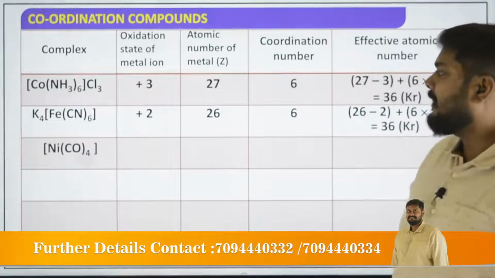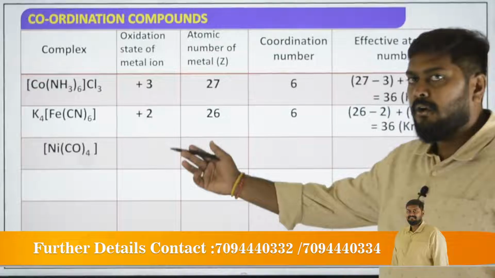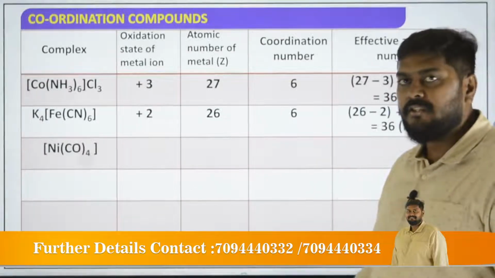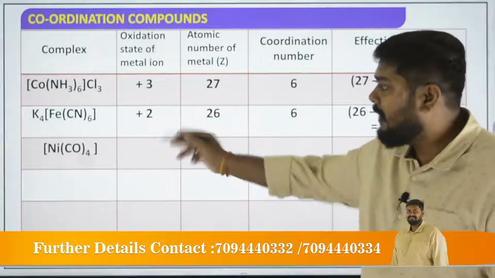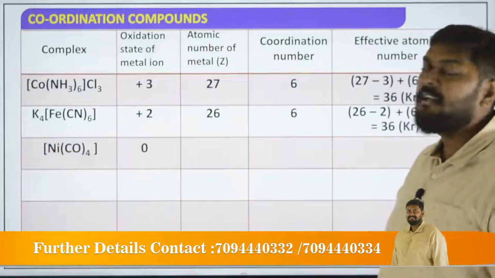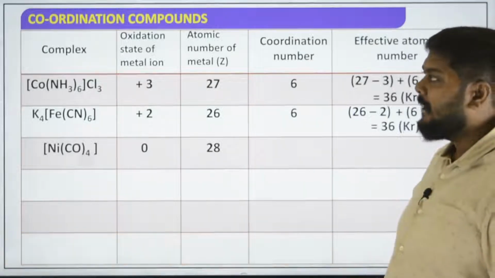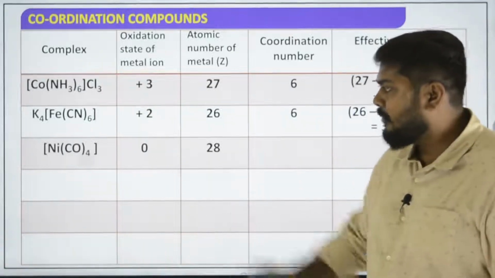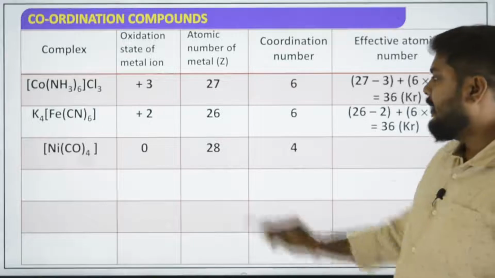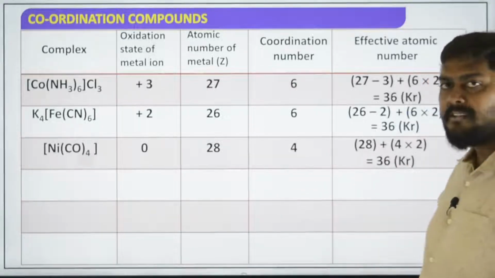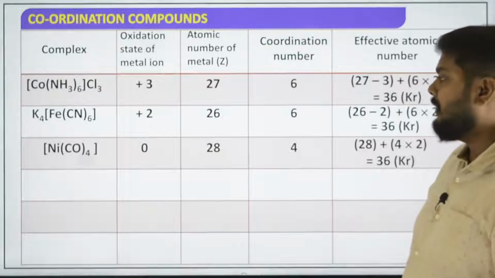Right? And the third one, NiCO4. As you all know, CO, carbonyl, is a neutral ligand. So X minus 0, which is equal to 0. The oxidation state of your central metal atom nickel will be 0. Atomic number of nickel is 28. So 28 minus 0 plus 4 into 2, that is 8. So 28 plus 8, 36. So it also obeys effective atomic number.